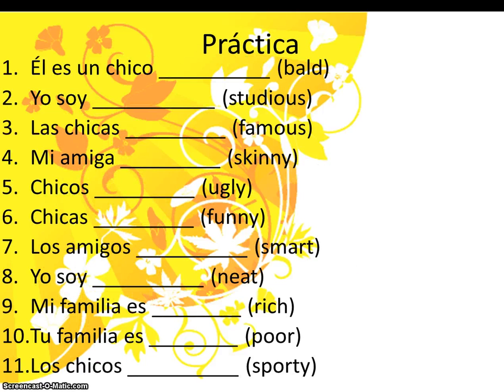Okay. Let's practice. Maybe right here you should pause the video, get out a paper, and write down the answers 1 through 11, and then see if you're right. Okay, so hopefully you've written down the answers, and here we go. Number 1, él es un chico calvo. Okay, one person, masculine, so the ending is O. Yo soy, once again, if you're a boy, you say estudioso. If you're a girl, you say estudiosa.